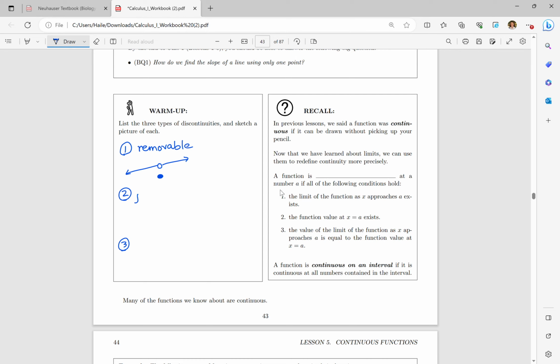We also have a jump discontinuity, which looks like one branch of a piecewise function and another branch that don't meet up in the same spot. You have a vertical gap there. And the third kind is an infinite discontinuity, and that occurs when we have a vertical asymptote and we have a function approaching a vertical asymptote, like that.